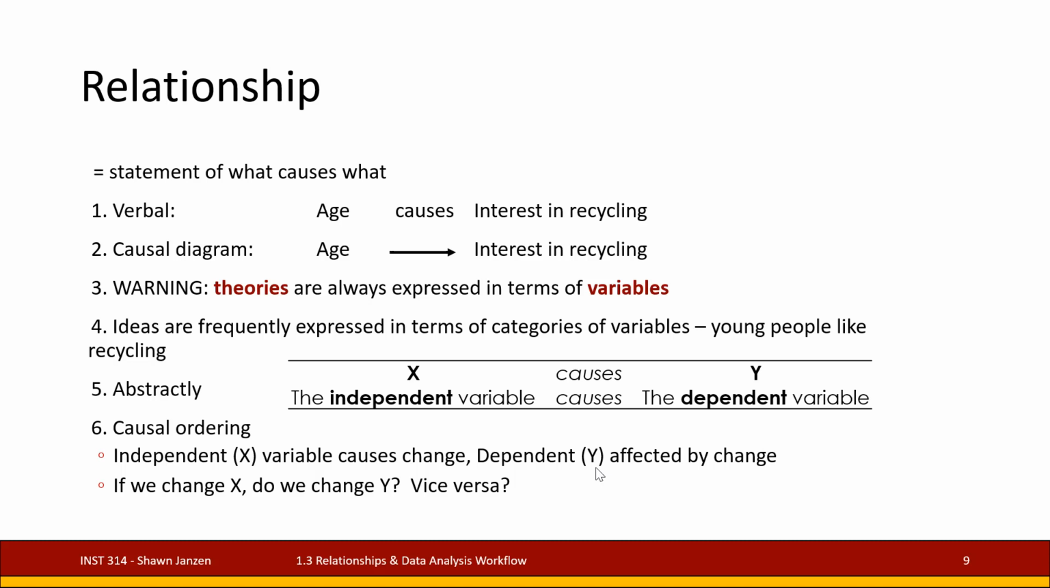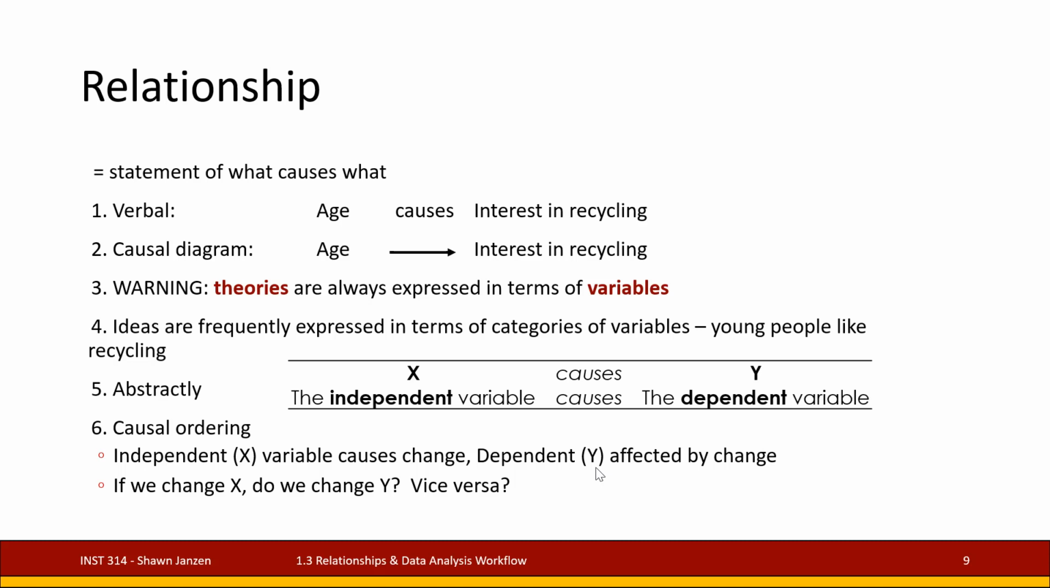Causal diagrams are functionally the same as the way we do it verbally, but instead of using words like causes or associated or corresponds to, we remove those action words and replace them with an arrow, a directional arrow with a point on one end, going from that which is doing the causing towards that which is being affected.